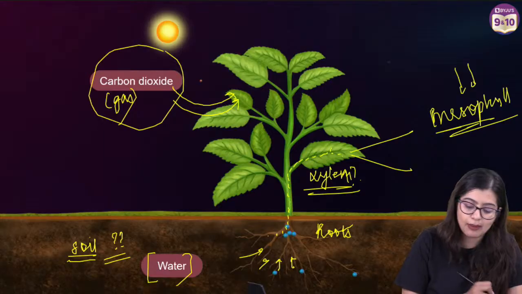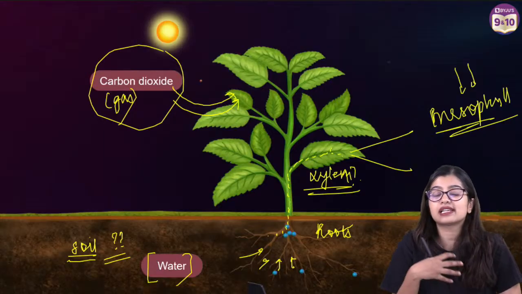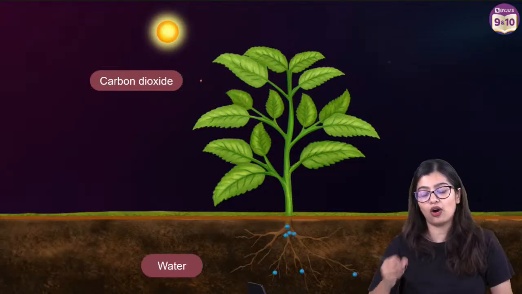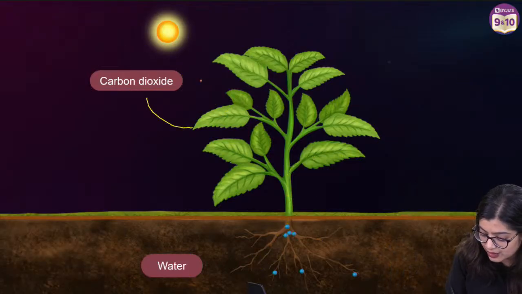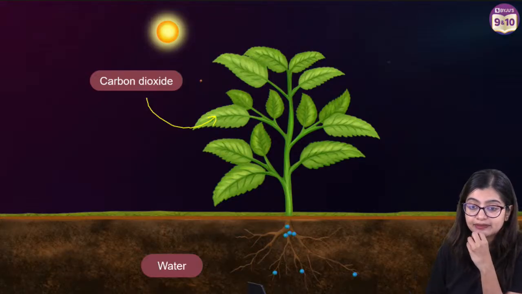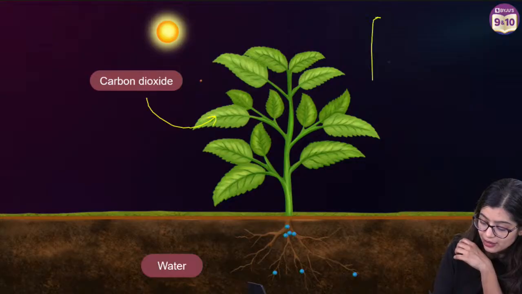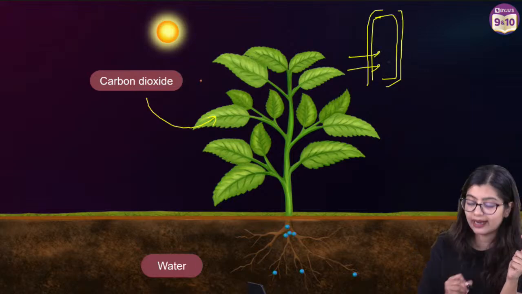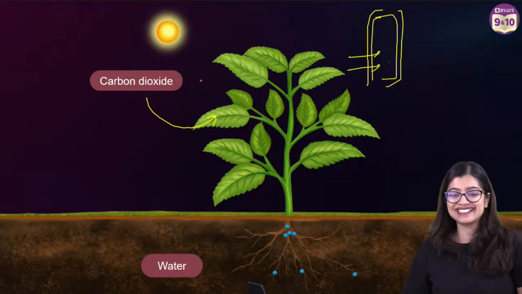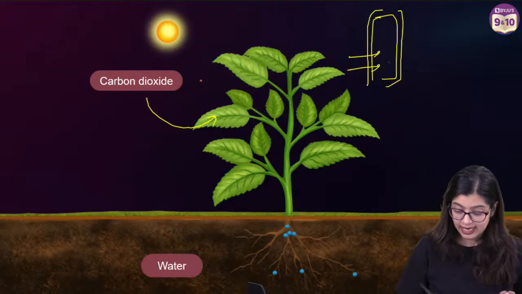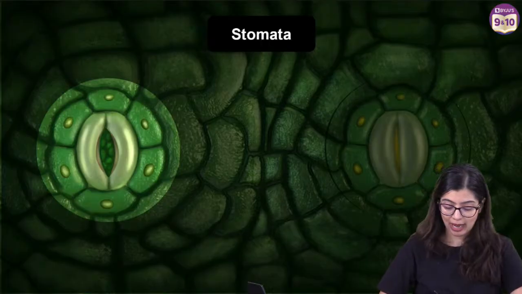Now next up you have carbon dioxide. How does carbon dioxide enter? Can you all tell me how carbon dioxide reaches all the way inside the leaf so that photosynthesis can happen? How does carbon dioxide reach all the way till my mesophyll cells? Very good, right? So we know that carbon dioxide will enter through the stomata.